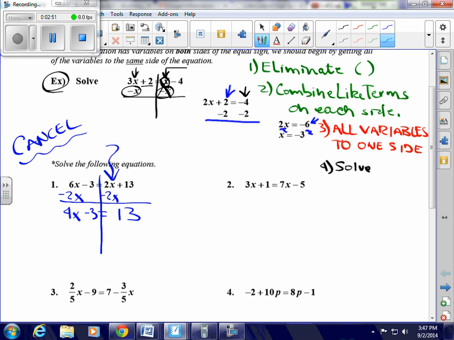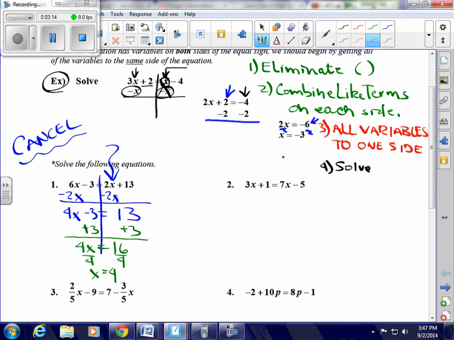And now we have an equation that we know how to handle just from the last unit, right? I have 4x minus 3 is equal to 13. I want to cancel out the minus 3 by adding 3 to both sides. I get 4x is equal to, now 13 and 3 are 16. When I divide both sides by 4, I get x equals 4.